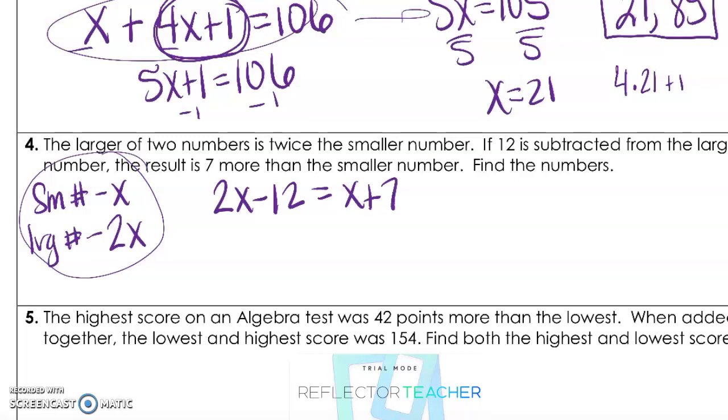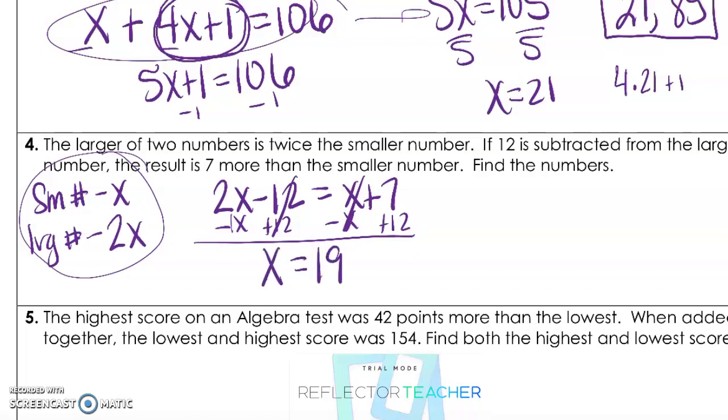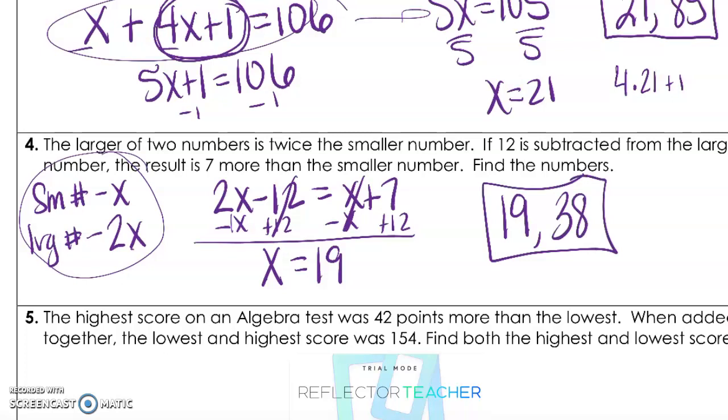So now we're just going to solve our equation. Subtract x from both sides, add 12 to both sides. So that cancels and that cancels. 2x minus x is not 2. Remember, it's 2 minus 1, so x equals 19. So 19 is the smaller one. 2 times 19 is 38 for our bigger one. Again, if you wanted to check, you would plug those into both sides and make sure you come up with the same answer.